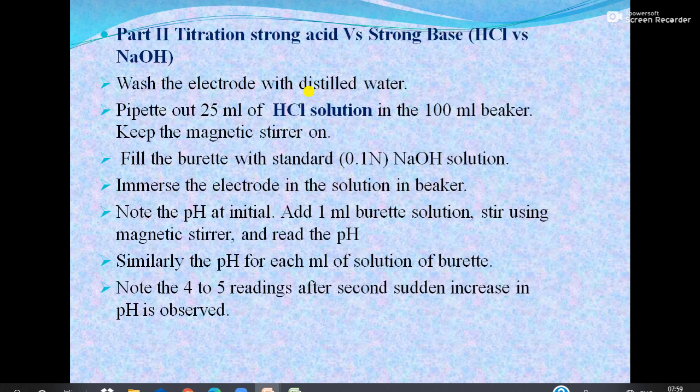Next step is add 1 ml of burette solution, stir using the magnetic stirrer and read the pH. Similarly, you have to note the pH continuously by adding 1 ml each time. Note down 4 to 5 readings after the sudden increase in pH is observed. So we have to note down 4 to 5 readings more after the sudden increase.